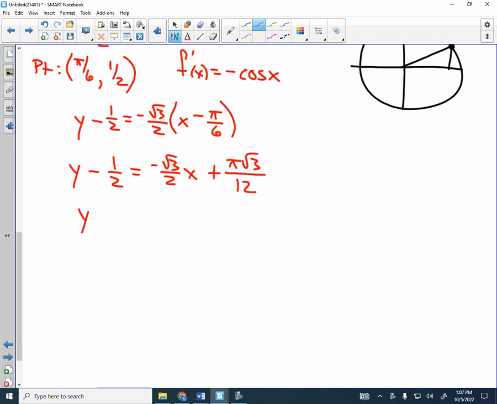Add the half, so y is equal to negative root of 3 over 2 x plus, and if we add a half, that's going to be adding 6/12. Everybody agree? So I get pi roots of 3 plus 6 all over 12. It is. That's almost an identical problem to one of the easier problems you'll see on the AP exam. So coming up with those pieces is definitely something we want to be able to do.